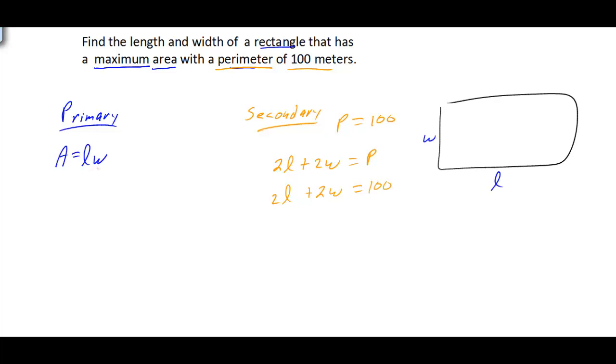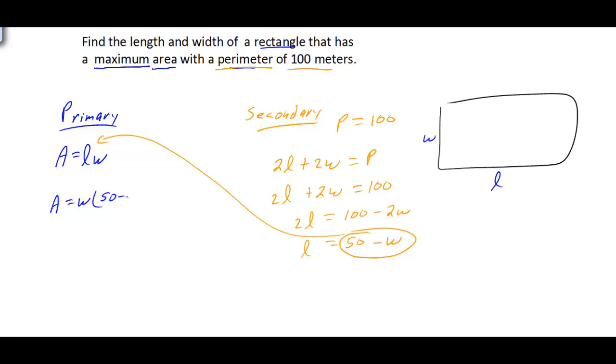Once again, our primary equation has two variables, so we want to eliminate either the L or the W. It doesn't matter what we solve for. I'm going to solve for L, though you certainly could solve for W. So we have 2L is equal to 100 minus 2W. If we divide everything by 2, we get L equals 50 minus W. That means we can substitute 50 minus W in for L. So for our primary equation, we end up with A equals W times 50 minus W. Now our primary equation is in terms of one variable.